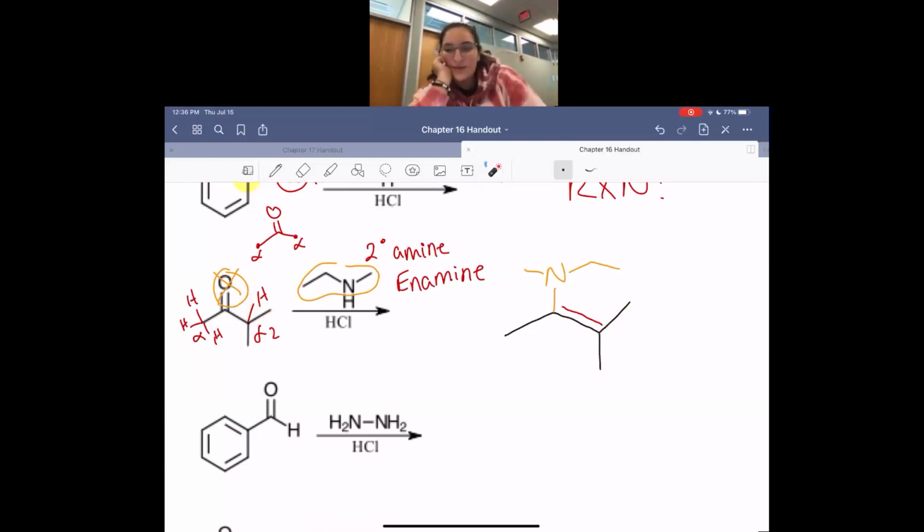Does that make a little bit more sense? I know this alpha 1, alpha 2 hydrogen stuff gets to be really confusing at first, but is it starting to make a little bit of sense?